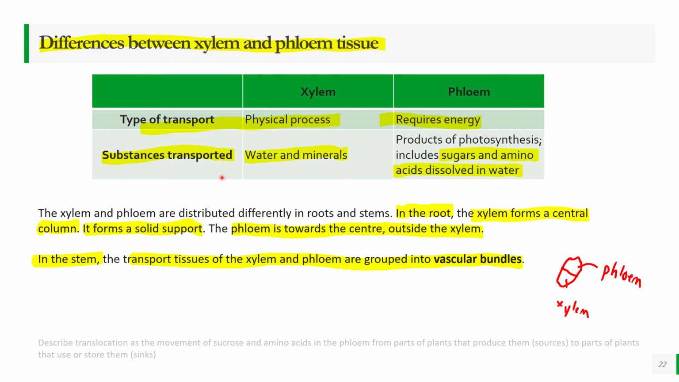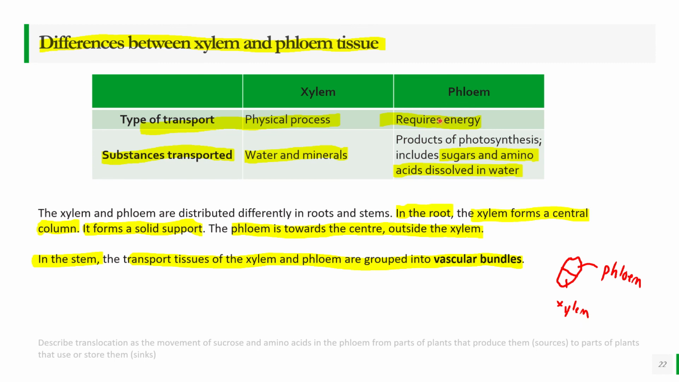Now, xylem, the type of transport is a physical process. Basically, it is being pulled by the transpiration pull, or it is being pushed by the root pressure. On the other hand, phloem requires energy. Now, this comes from the companion cells, right? So the difference is that xylem does not need to do anything. But for the phloem, the movement of food in phloem actually requires the phloem to do something.